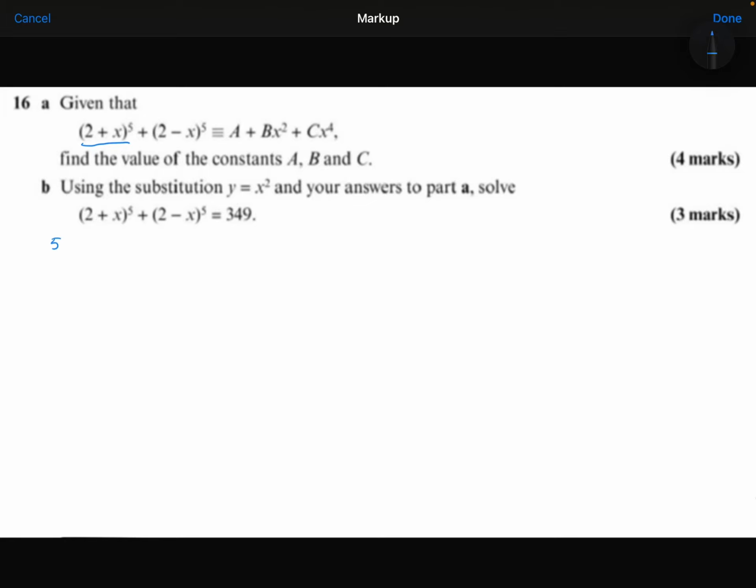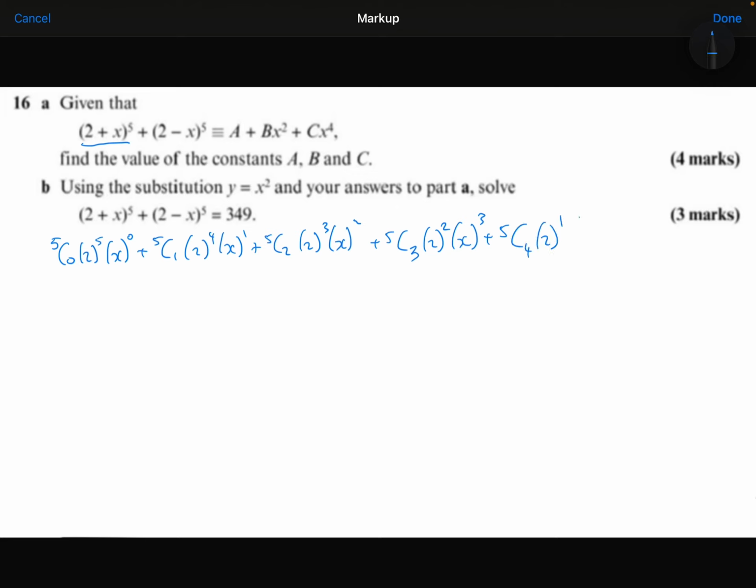I would have 5C0, 2 to the power 5, x to the power 0, plus 5C1, 2 to the power 4, x to the power 1, plus 5C2, 2 cubed times x squared, plus 5C3, 2 squared times x cubed, plus 5C4, 2 to the power 1, x to the power 4, plus 5C5, 2 to the power 0, x to the power 5.